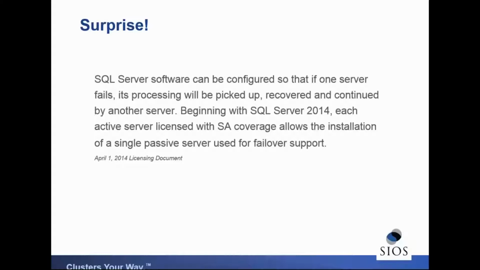buy an extra license. Well, Microsoft released a new document on April 1st, 2014, the day SQL Server 2014 came out, stating that each active server license with SA coverage, and that's the key 3 words there, with SA coverage, allows the installation of a single passive server. So effectively what this is saying is, if you don't buy SA, you have to buy another license for your secondary. I saw some verbiage in a document before this that looked very similar to this, but this was still a surprise in the new doc.